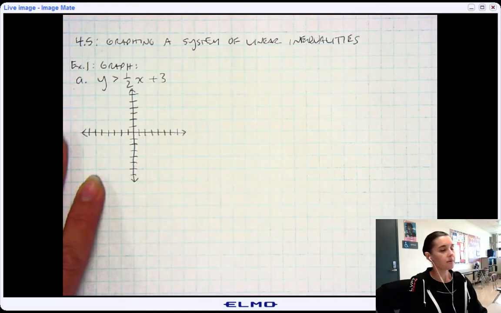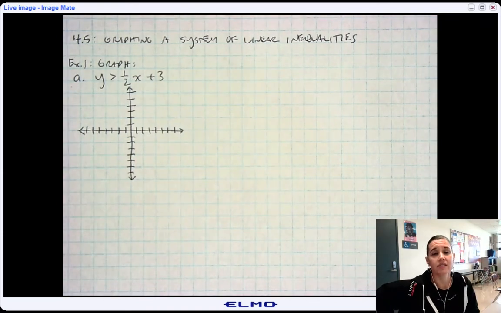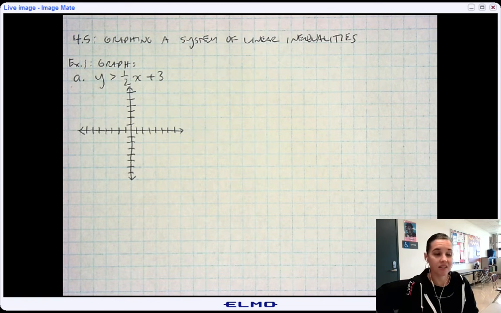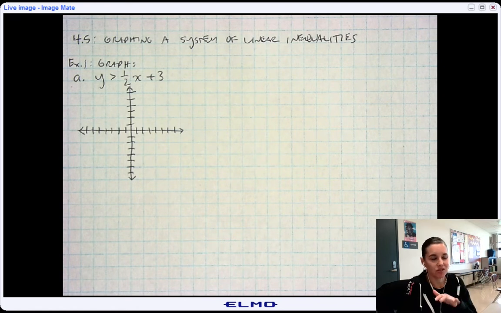Okay, so first thing I'm going to check is my y on the left-hand side? Yes, it is. And is it positive? Yes, it is. That helps me a lot for my shading. Since it's inequalities, it's not just going to be a solid line. It could be dashed, and we got to make sure we're shading. Okay, but again, make sure your y is on the left and it's positive when you're starting these.